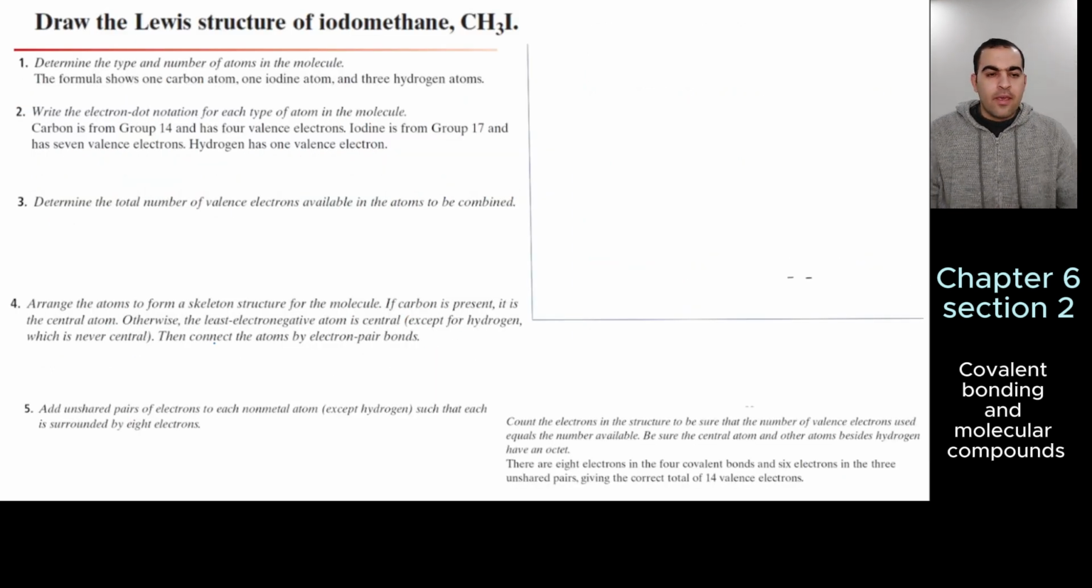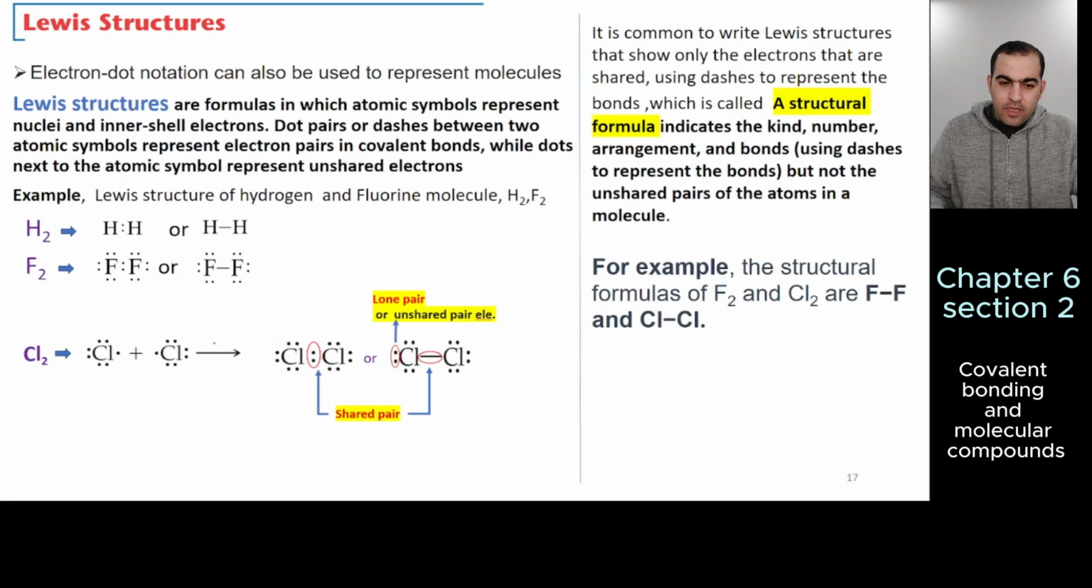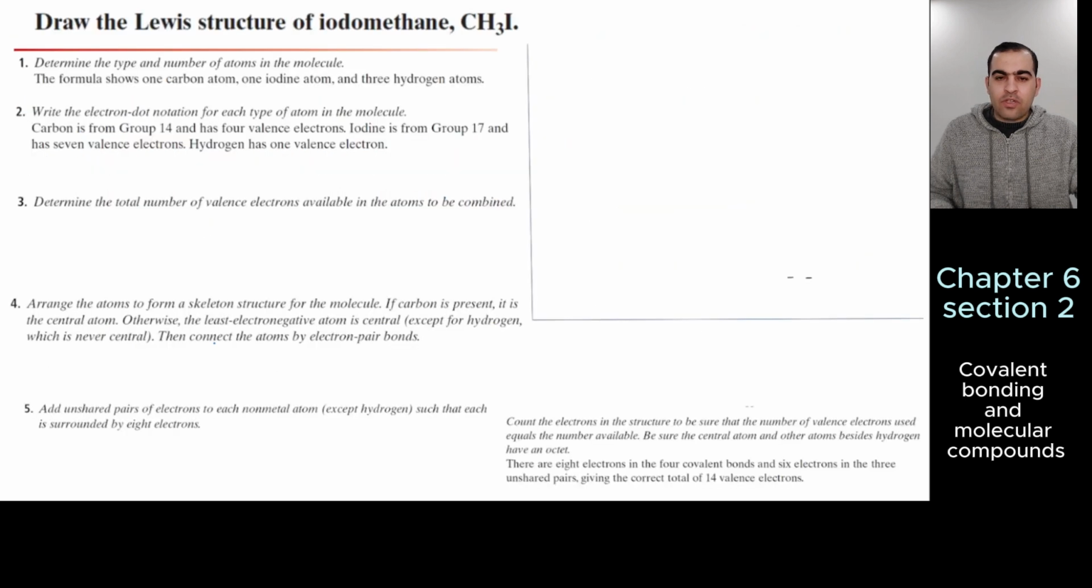Now, if we want to draw the Lewis structure of a molecule which is not a diatomic molecule, because in this slide we did hydrogen, fluorine, chlorine, these 3 are all what? Diatomic molecules. If we write the Lewis structure for a molecule which is not diatomic, it's different.